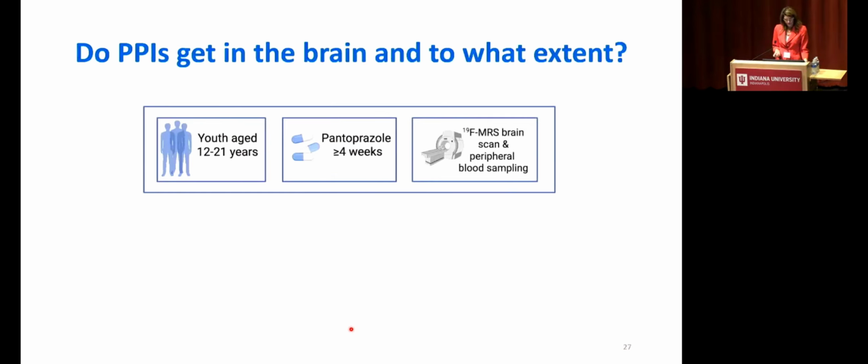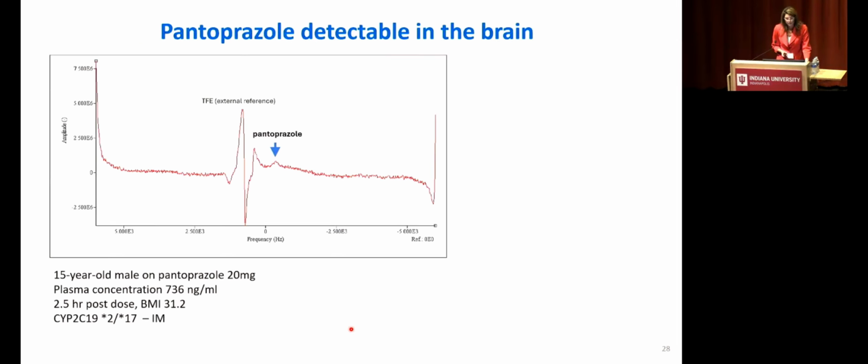So we conducted a study in adolescents between the ages of 12 and 21 who were on pantoprazole as part of their clinical care for at least 4 weeks. They had brain scans, peripheral blood sampling similar to the prior study. And this work is still ongoing, but the short takeaway is that yes, it does get in the brain.